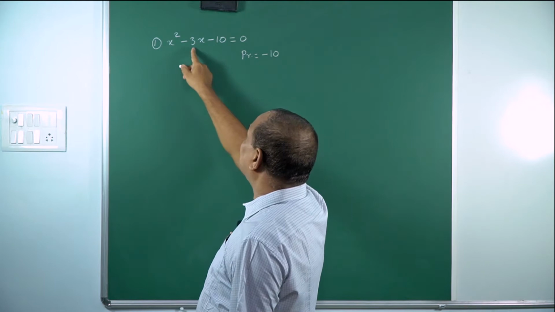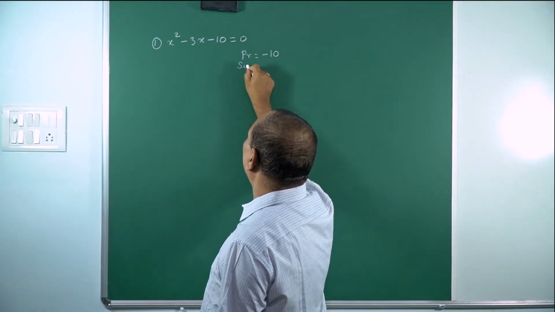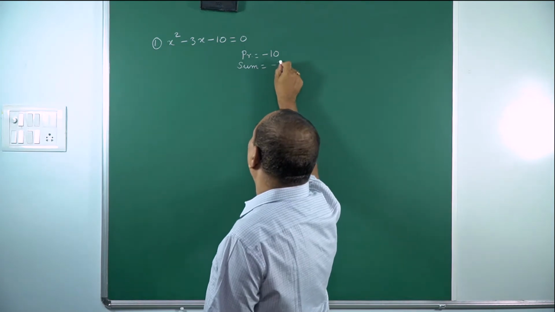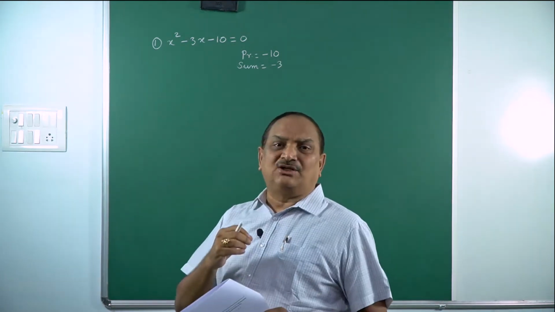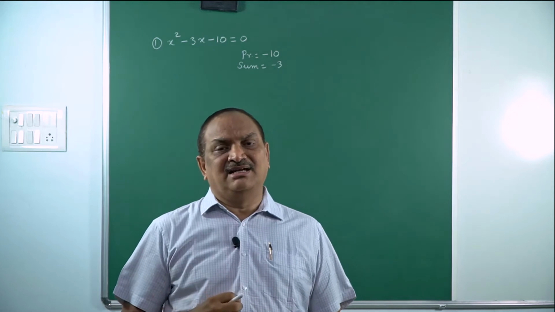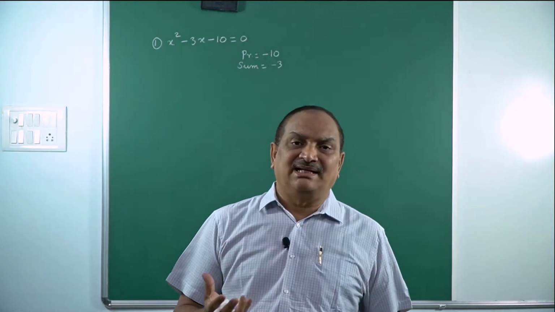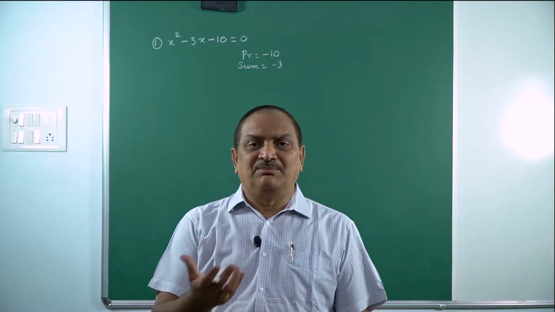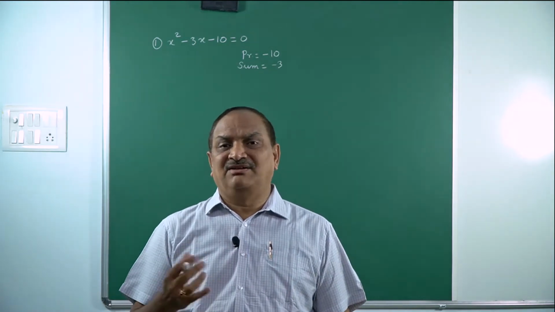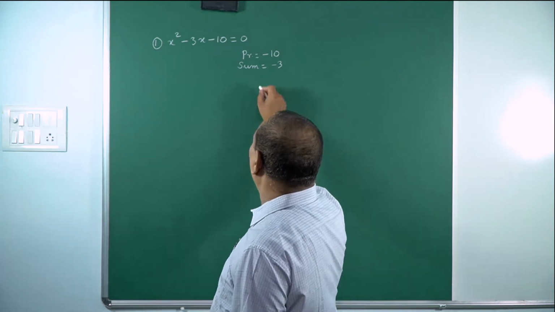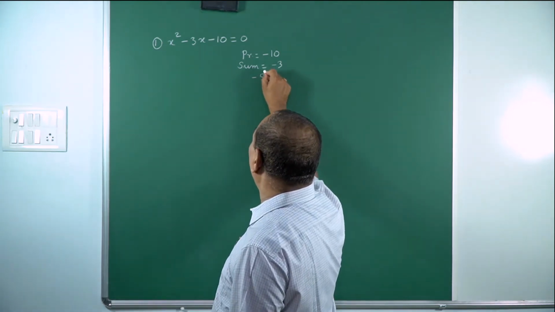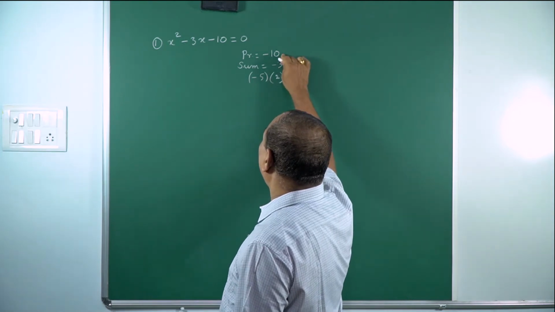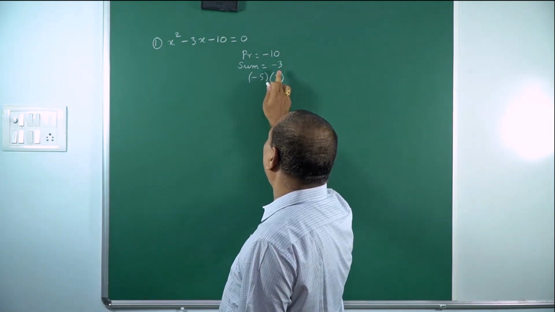And the sum is this, minus 3x. The sum is the coefficient of x, minus 3. So here you need to guess two numbers in such a way that if you multiply, you must get minus 10, and if you add them, you must get minus 3. So it's a simple guess, small numbers: minus 5 and 2. When you multiply, you get minus 10, and if you add these two, you get minus 3.